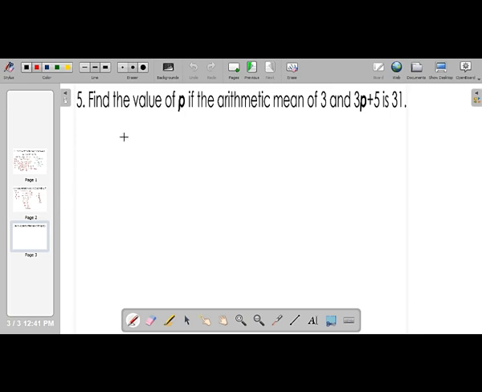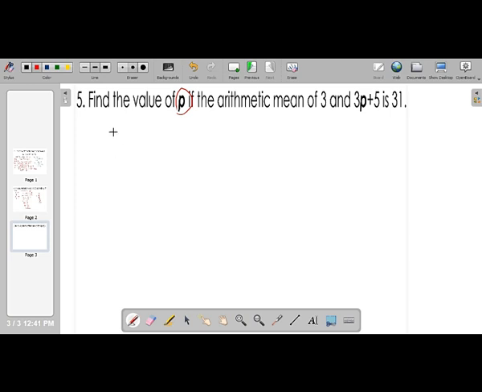Okay, so for the 5th example, we're going to find the value of p if the arithmetic mean of 3p plus 5 is 31. Question: are we looking for the value of the arithmetic mean? No. Now, our arithmetic mean in this problem is given, which is 31. Unsay atong gipangita, ang value ni p atong gipangita ni. So unsay una nato nga buhaton ani?